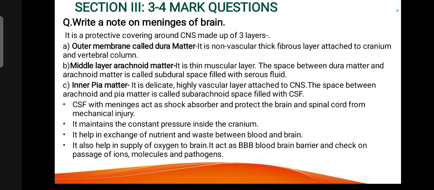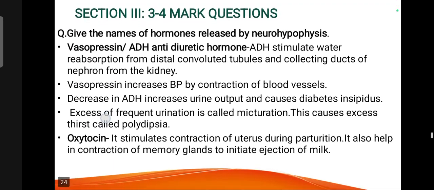Functions are given here. If CSF or meninges functions come, you can write these points below. Like, it maintains the constant pressure inside the cranium. It helps in exchange of nutrient and waste between blood and brain. It helps in supply of oxygen to brain. It acts as BBB, blood-brain barrier, and check on passage of ions, molecules and pathogens.